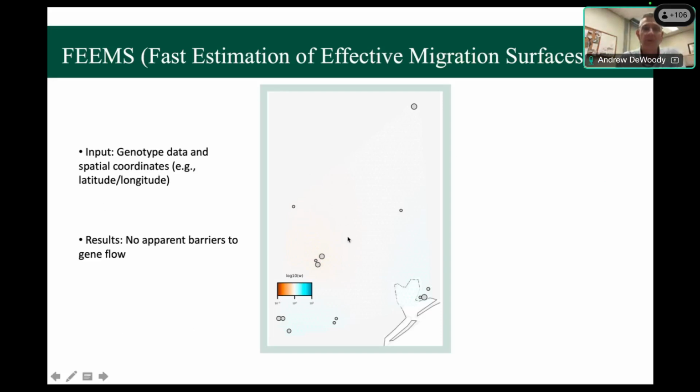And if you're not sure what you're looking at, this is a map of Texas. I think this is Galveston Bay, our sampling sites. And if it all looks white, that's because there's no apparent barriers to gene flow. If there were, you would see the colored schemes here, and they really don't seem to exist.